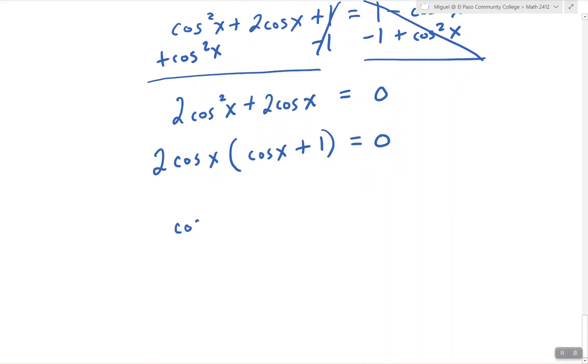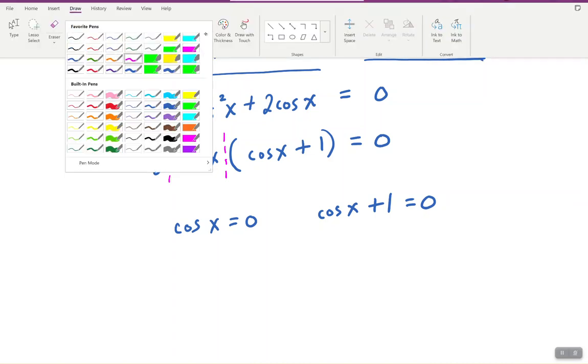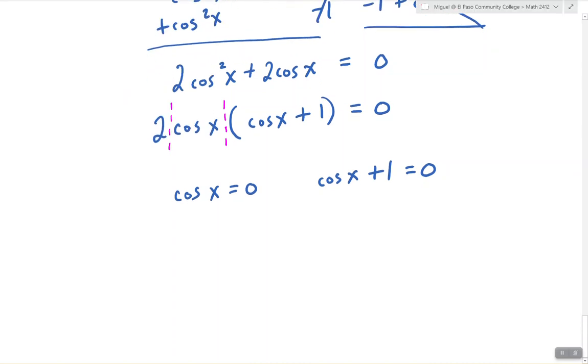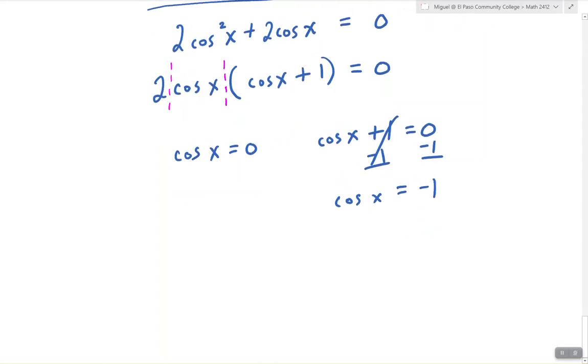So I'm going to have cosine equals 0 and, you could think of this as 3 factors here, but we only need to worry about the ones that have an x in them to solve. So cosine of x equals 0 and cosine of x plus 1 equals 0. The 1 we can move over here, so this is cosine of x equals -1.